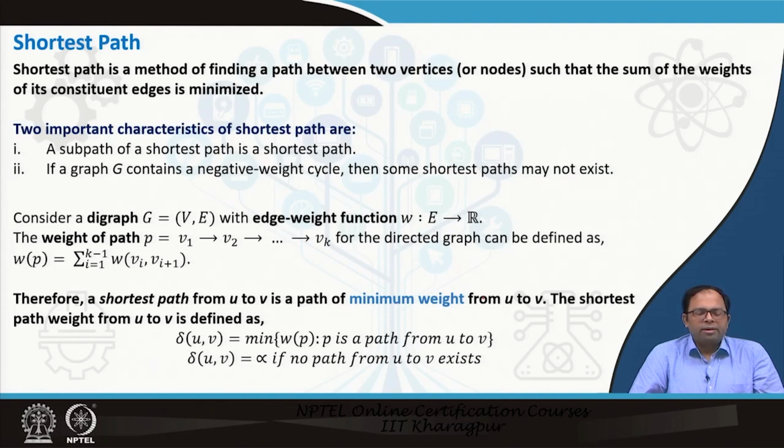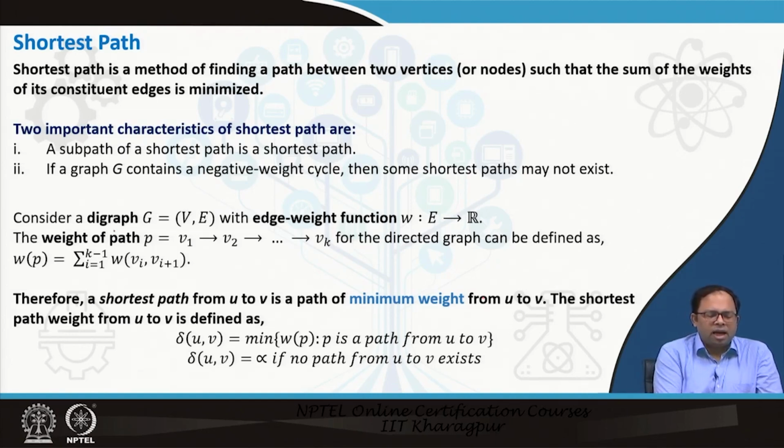So, two important characteristics of the shortest path are: a subpath of a shortest path is also a shortest path. That means, because we are already on a shortest path, if we take any part of it, that would be a shortest path between those two nodes. And if a graph G contains a negative weight cycle, then some shortest paths may not exist. That means the shortest path will not work if there is a negative cycle in the graph. A negative cycle means there is a loop, and when you add up that loop, the total weight is a negative value. So, that is a negative cycle.